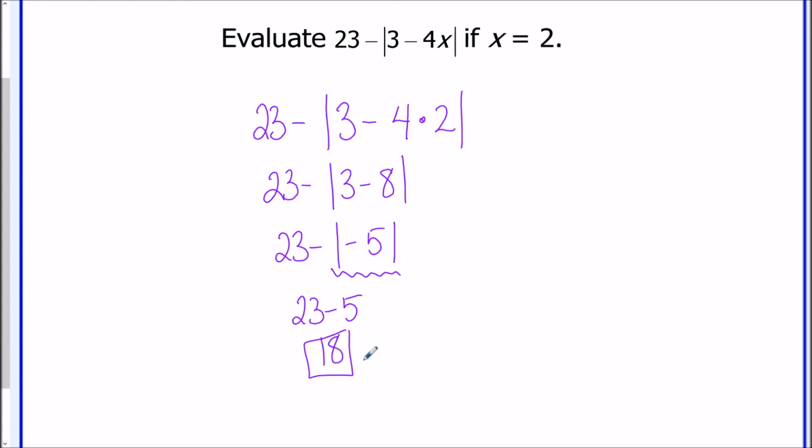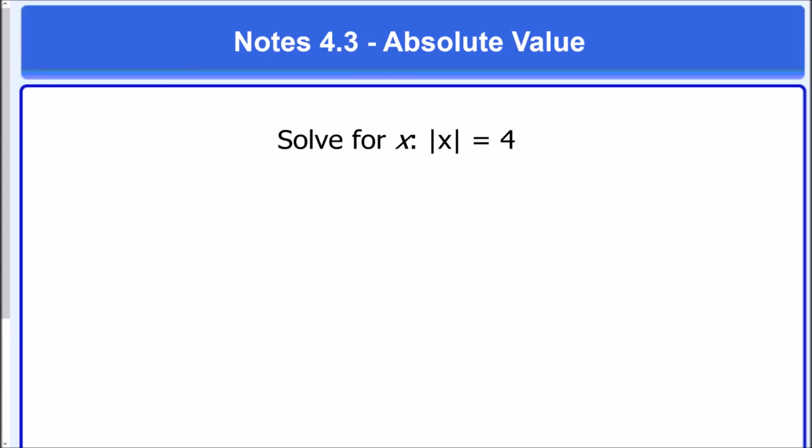All right, so now we're going to get into something slightly different. So this time we're going to solve for x. So if the absolute value of x is equal to 4 right here, I want to know what x could be. Well, it's clear that x could be 4. But that's not the only answer. So I want to show you guys graphically what the other answer is. You probably can figure out what the other answer is, but I want to show you graphically why the other answer is the right answer.